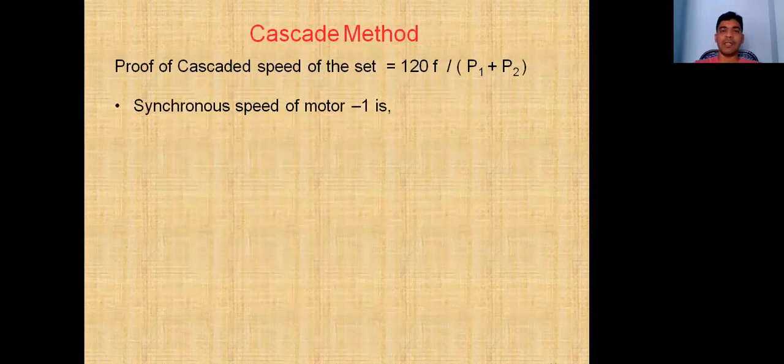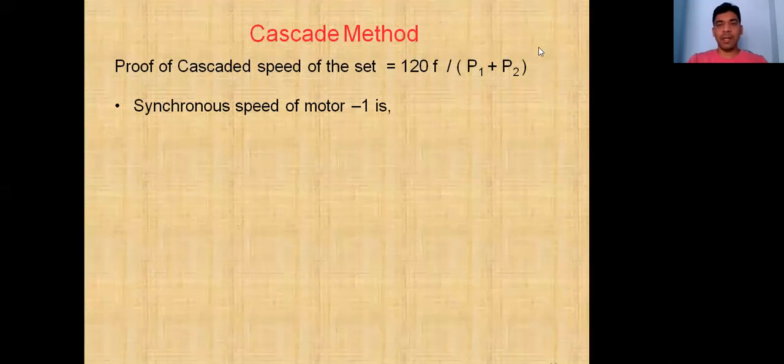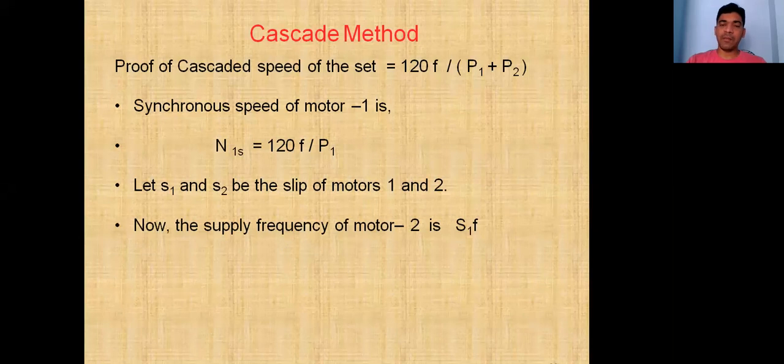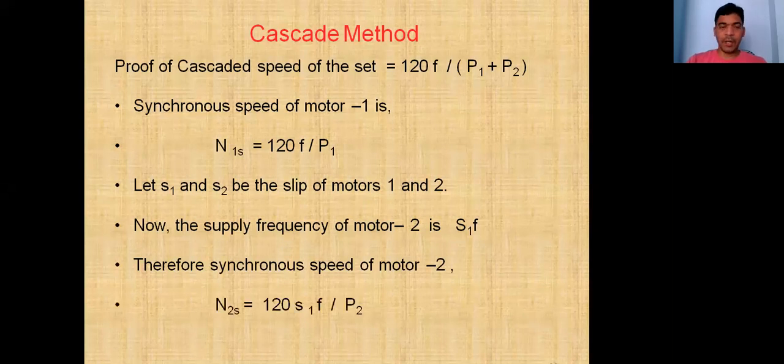Proof of cascade speed of the set: 120 F by P1 plus P2. Speed of motor 1 is N1S, which is equal to 120 F by P1. Let S1 and S2 be the slip of motors 1 and 2. Now the supply frequency of motor 2 is equal to S1F. Therefore, the synchronous speed of motor 2, N2S, is equal to 120 S1F by P2.